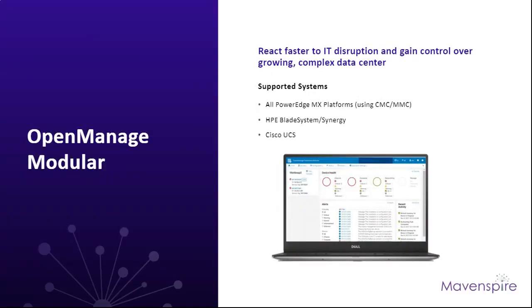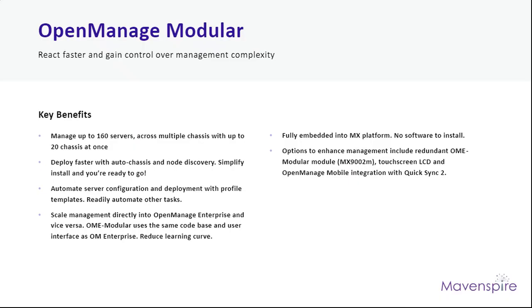And now we get to OpenManage Modular. And modular is anything that you would typically see a blade or modular networking in. So this is your PowerEdge MX platform, so the MX1000, which uses CMC, or your MX7000, which uses the MMC. It also incorporates with HPE BladeSystem and Synergy, as well as Cisco UCS. So you truly do get that single pane of glass management, where you can manage multiple vendors under one enterprise compliance tool, essentially.